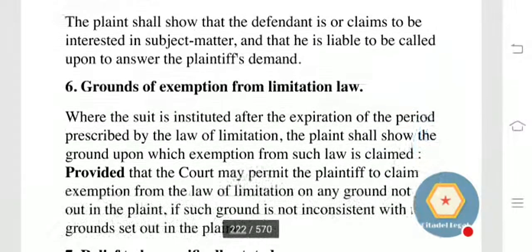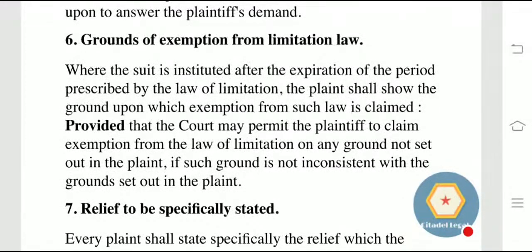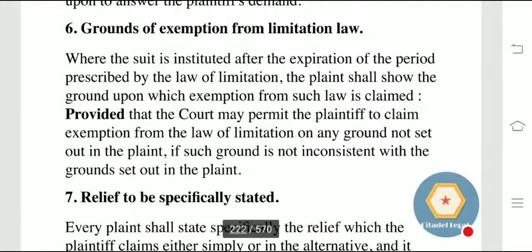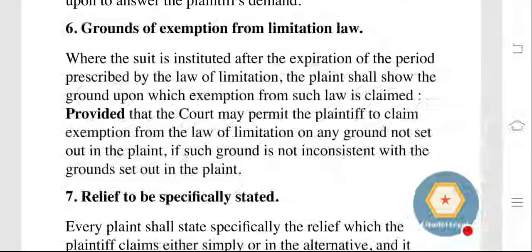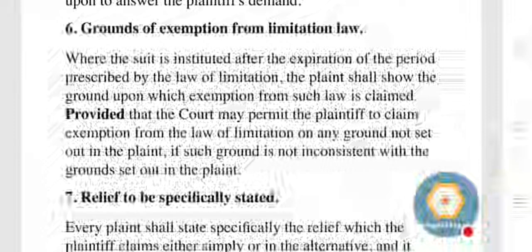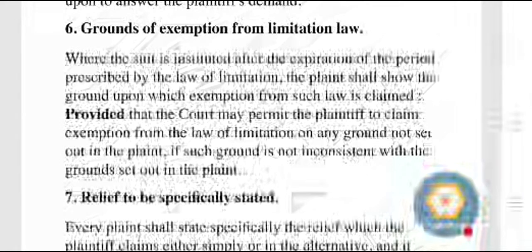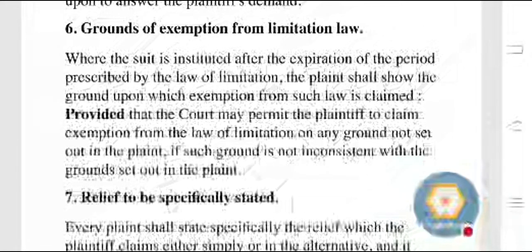Okay, now Rule 6 of Order 7 says grounds of exemption from limitation law. This is very important. You may have read about the Limitation Act. We will discuss it also. So where the suit is instituted after the expiration of the period prescribed by the law of limitation, the plaint shall show the ground upon which exemption from such law is claimed.